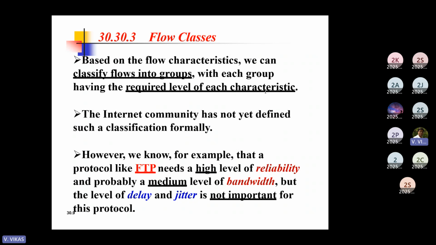Then we have something called available bit rate. This is especially used in ATM services, where we go with rate based flow control. Then unspecified bit rate we also have, especially with respect to TCP/IP. We won't have any specific requirements told beforehand.